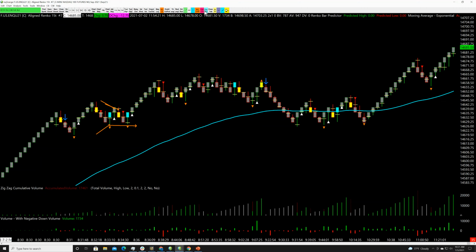So if we erase all this, and again, these bars print, they don't unprint. It's not like an indicator, like stochastics, where it crosses and then uncrosses. Once it prints, it does not erase, right? So here's entry number 1.